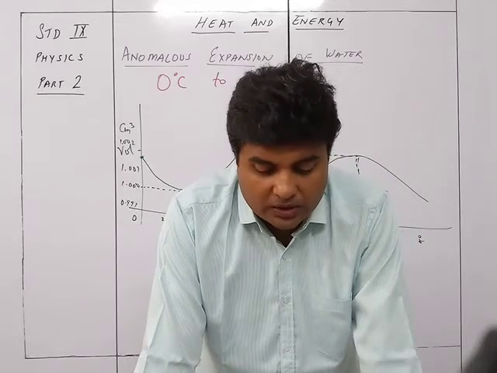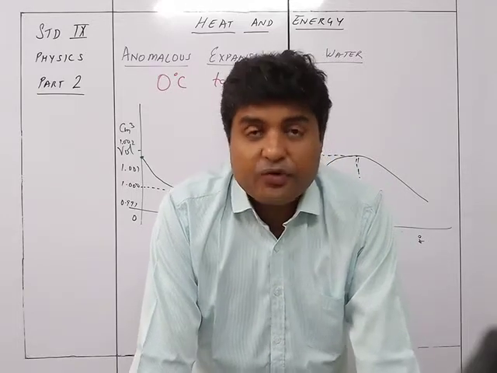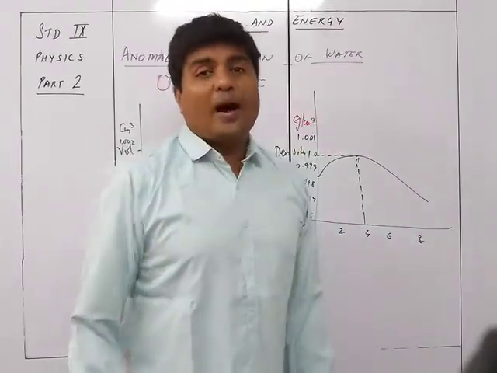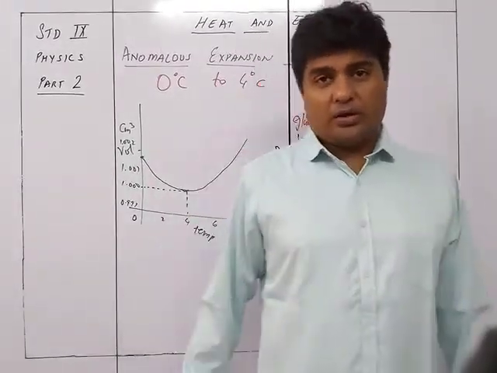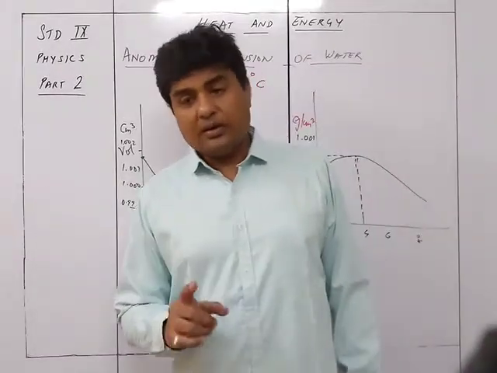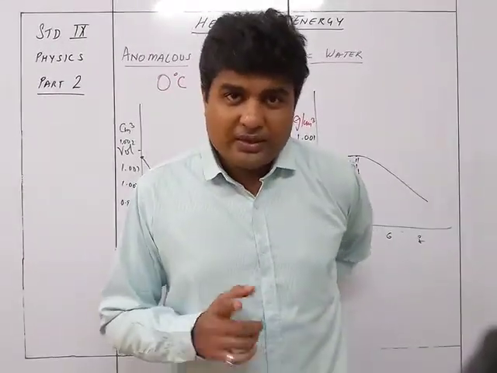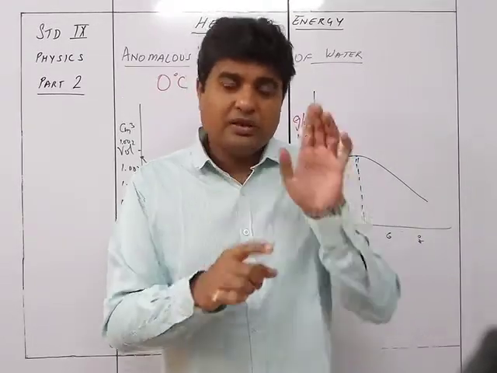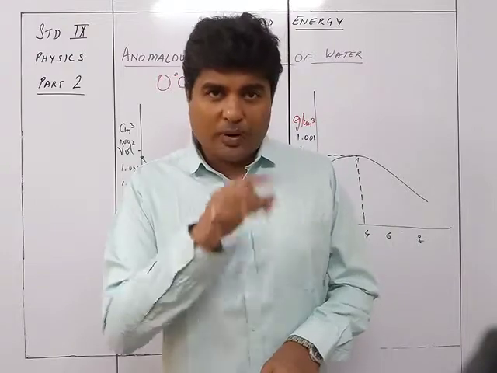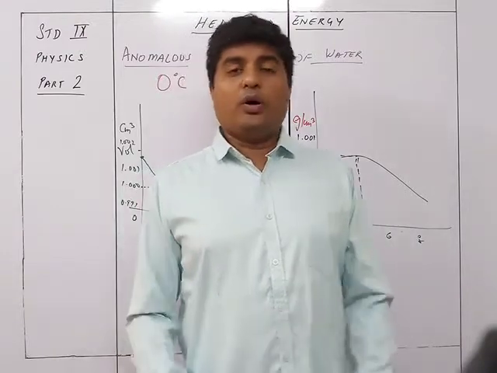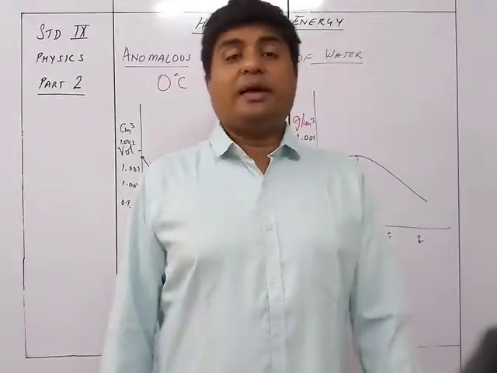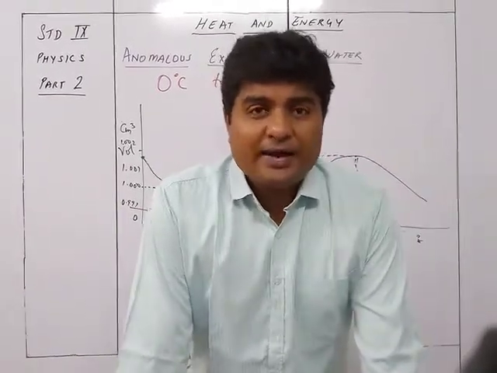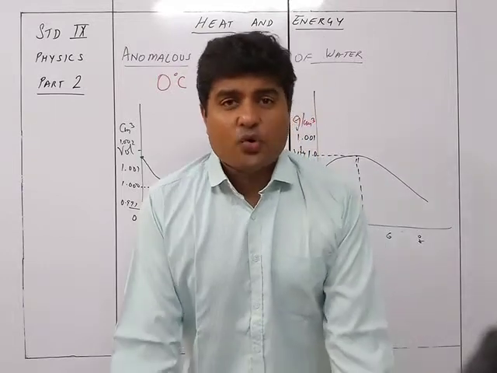For 1 gram of water, the volume at 4 degrees Celsius is 1 centimeter cube. So this is the thing: 1 gram of water at 4 degrees Celsius will be 1 centimeter cube. That's why the density at that time is 1, because mass upon volume is 1 upon 1. If the mass is 1 gram, then the volume will also be 1 centimeter cube. So that is the condition when the water is at 4 degrees Celsius.